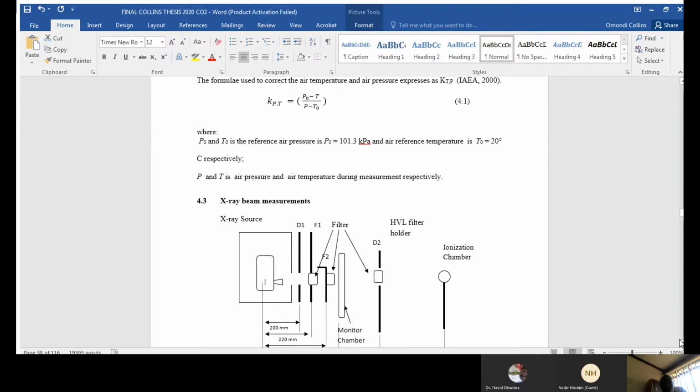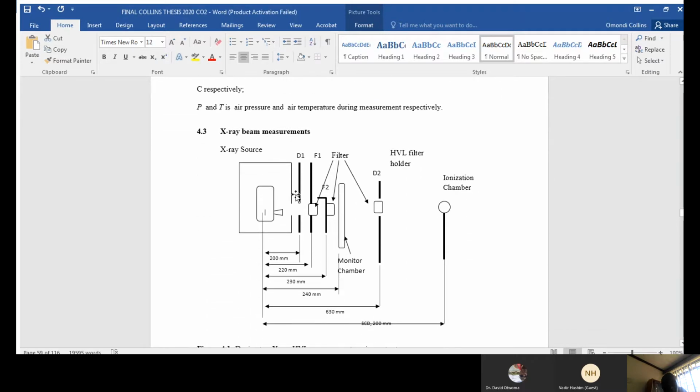Then this is the diagram. This is the X-ray. These are the filters. Then this is a chamber. Then this is a monitor chamber. Then this is where I place the attenuator material for the half value layer. Then finally, the chamber is here that goes to the electrometer.